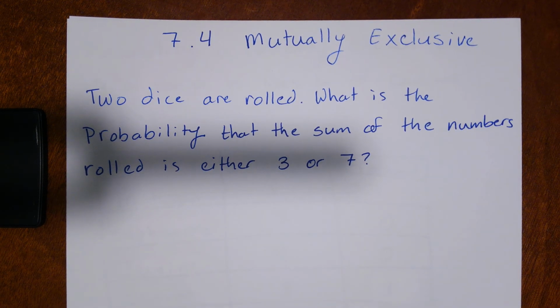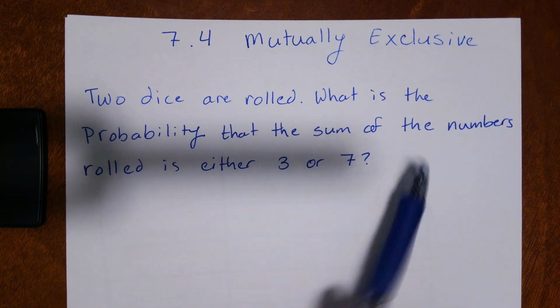All right, in section 7.4, we're looking at events that are mutually exclusive or not mutually exclusive. So what does it mean for two events to be mutually exclusive? This means that the two events can't or won't occur at the same time. So let's look at this first example real quick.